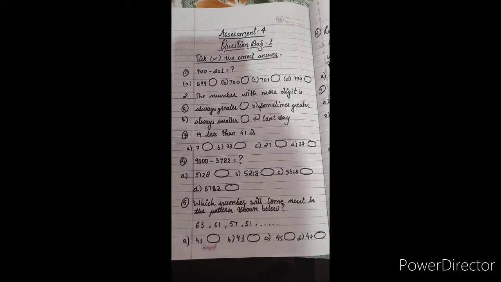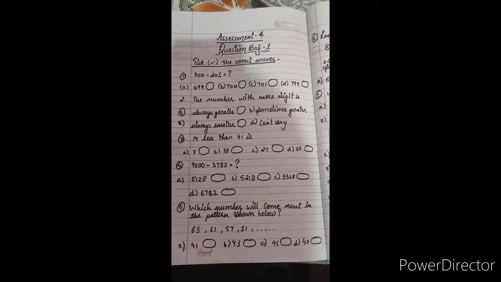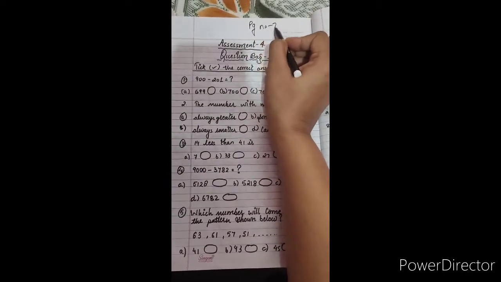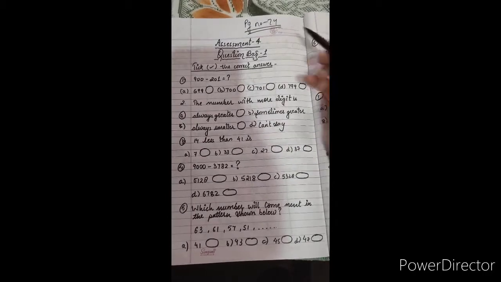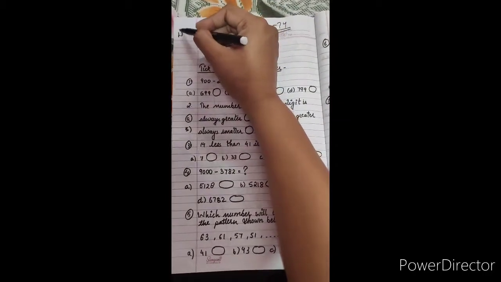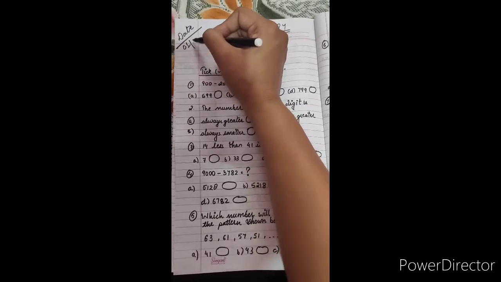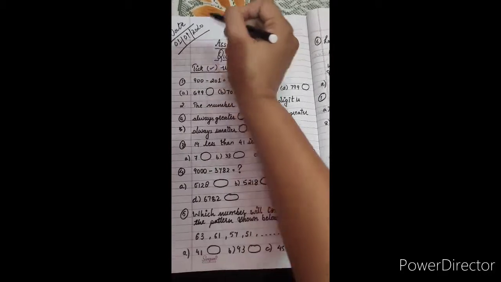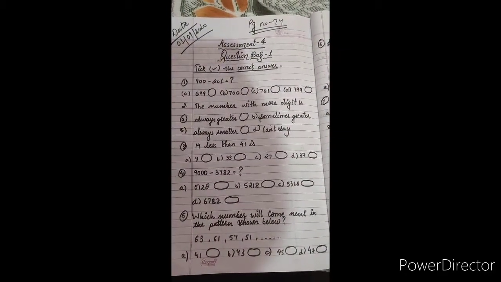Yes. So take out your maths book and for your copy. So now open the page number 74. Page number 74. Yes. And copy. Mention the date first. So today's date is 1st of September 2020. So this is assessment 4 and question bag 1.